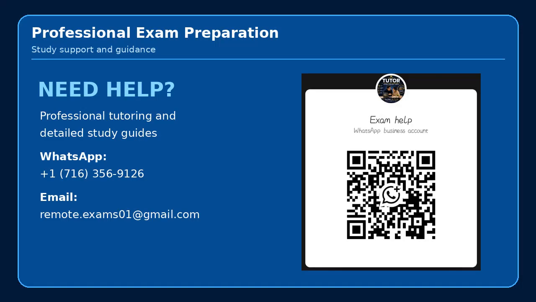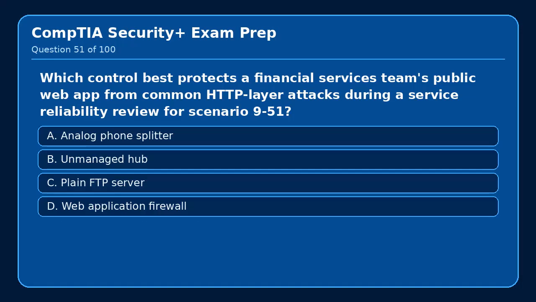The answer is B. Data loss prevention. DLP identifies and can block unauthorized movement of sensitive information. Wake on LAN, DNS balancing, and frame size changes do not inspect sensitive content for exfiltration.